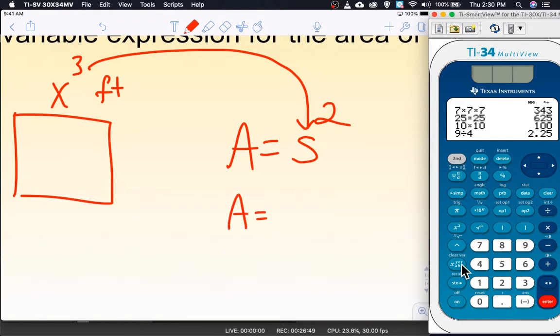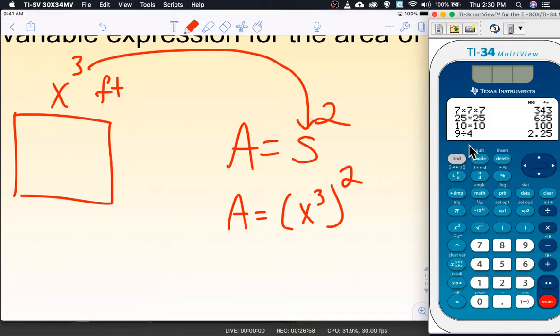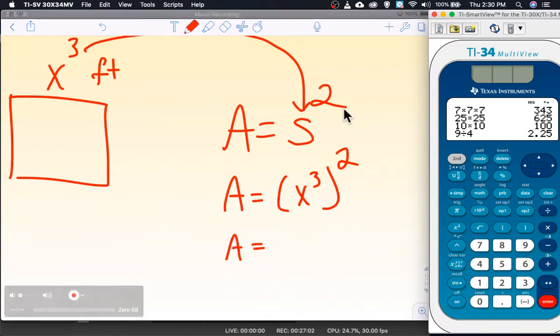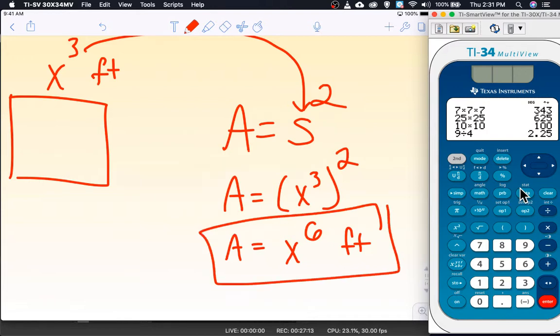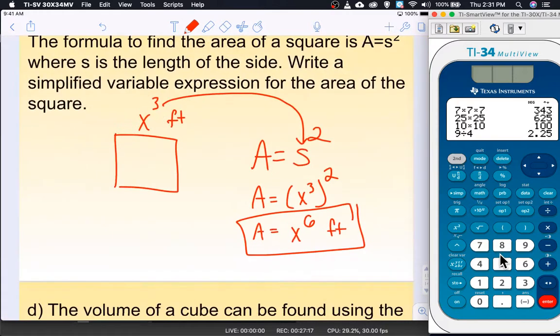So area equals x cubed squared. Here's my side length of x cubed, and here's my exponent of squared. For me to simplify this, I would distribute my exponent, the outside exponent times the inside exponent, and get x to the 6th power feet. That is a simplified variable expression.